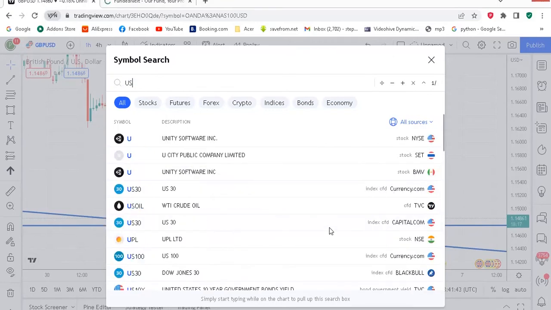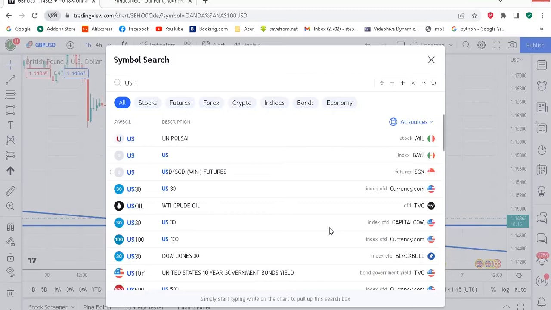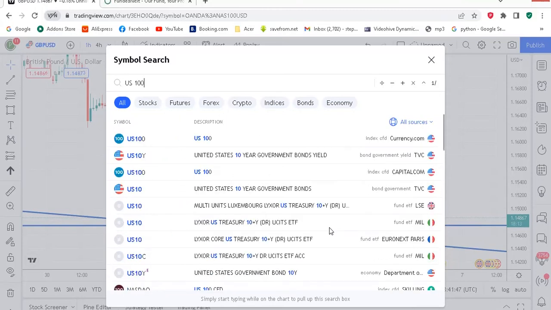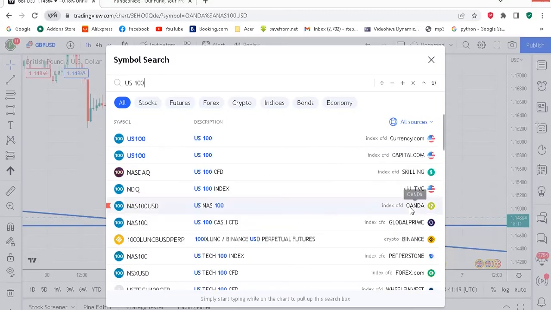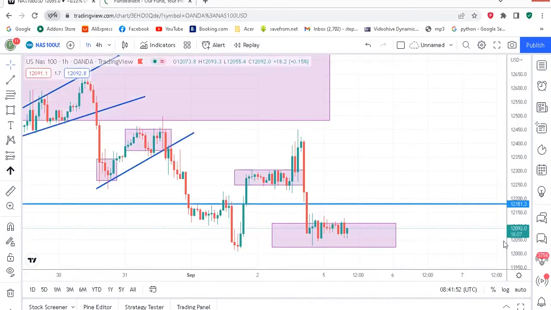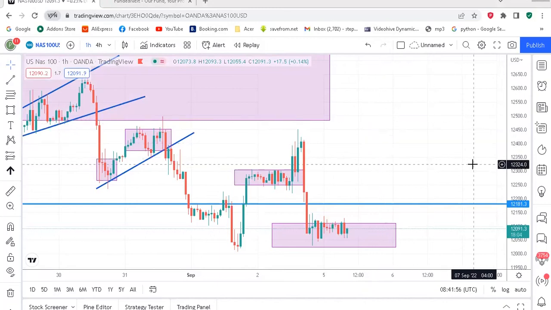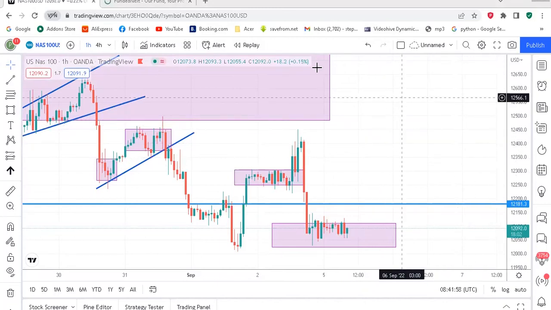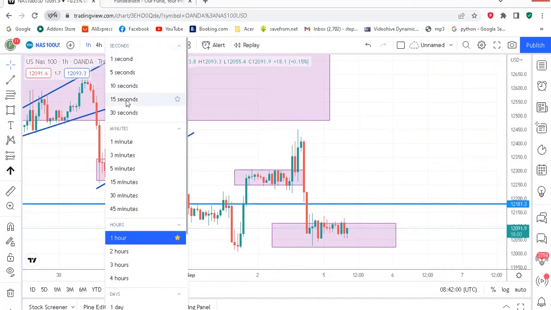So guys, don't forget to always plan your trades. Make sure that you follow the structure. Make sure that you have a proper trading plan. You fully analyze everything that's happening. I think this one, because we still have broken it out. So let's go on daily and let's see what we have on daily.